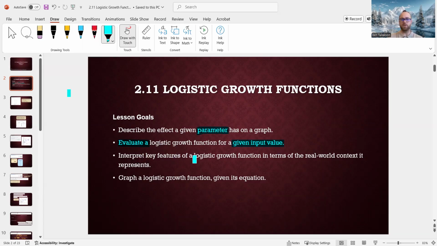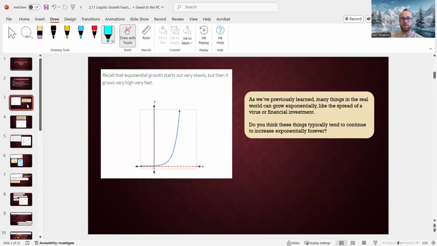Also, interpret key features of logistic growth function in terms of real-world context. You're going to find out very soon that these types of functions very much so help you figure out things in the real world. And of course, we will be graphing them as well. So let's get into it, starting with this exponential growth graph.